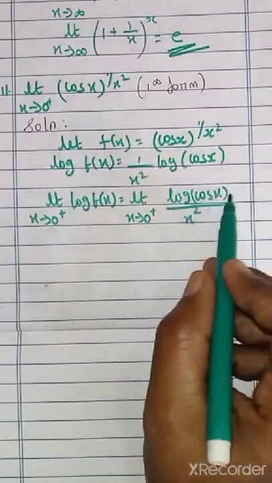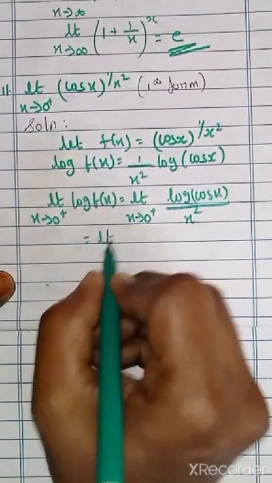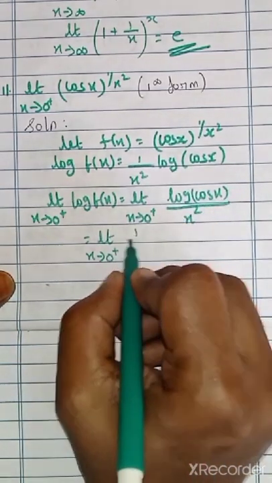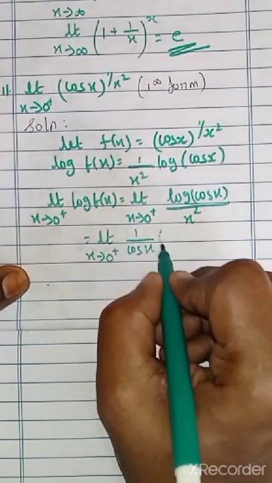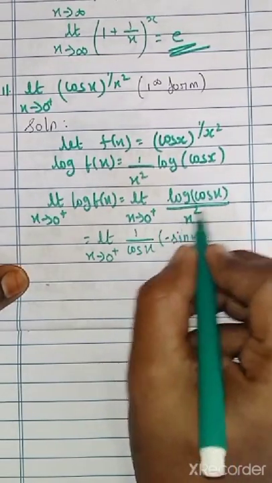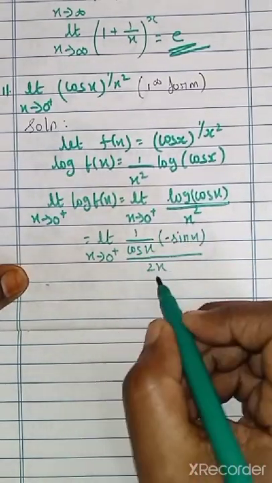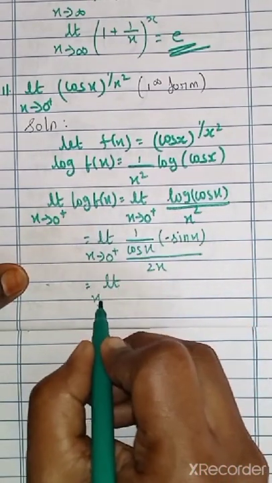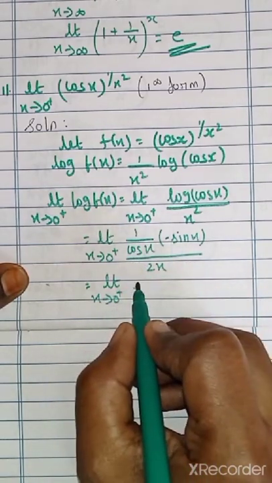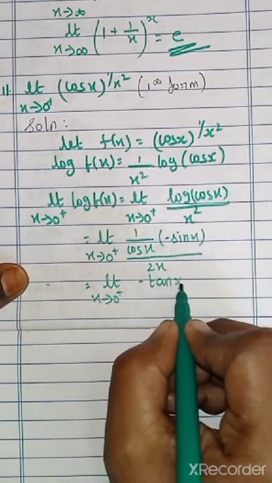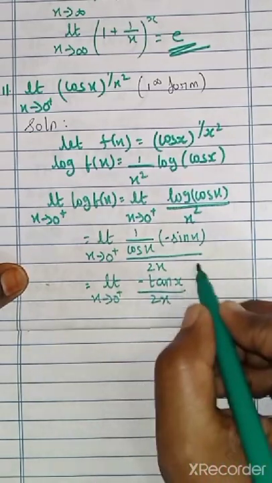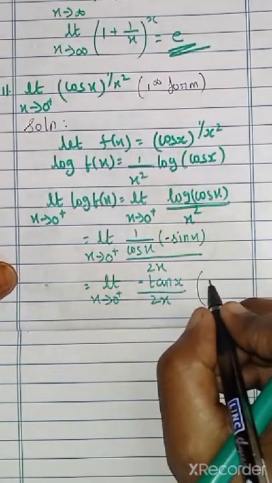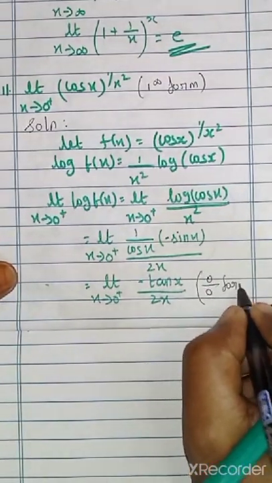Now we can apply the L'Hopital rule, which is equal to limit x tends to 0 plus. Log cos x differentiation is 1 by cos x, cos x differentiated is minus sin x, and x square differentiated is 2x. So sin by cos is tan, correct? Which is equal to limit x tends to 0 plus minus tan x by 2x. If you now apply x equal to 0, tan 0 is 0 and the denominator is 0, so this will become 0 by 0 form.